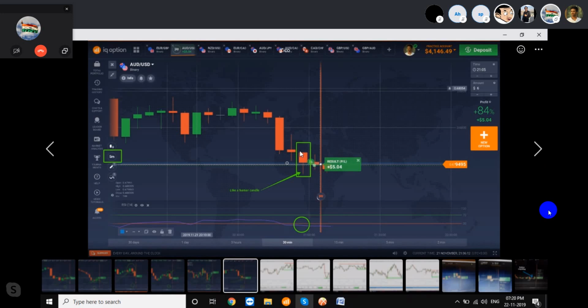Body is perfect, I appreciate. First thing we have to look at is the body. The next thing we will be seeing is whether it has a perfect tail or wick or not. Okay.